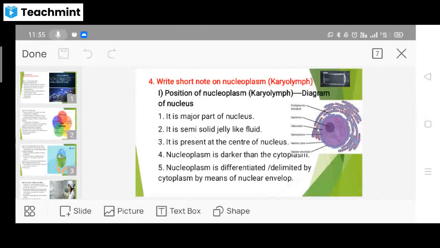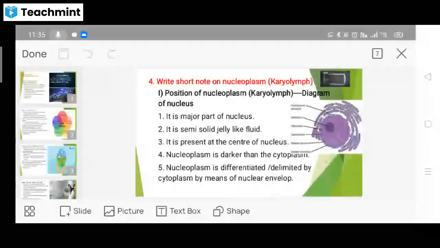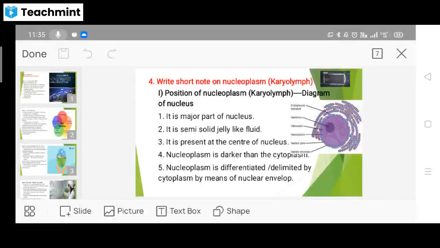This nucleoplasm is differentiated by means of the nuclear envelope. The nuclear envelope, we have seen, is the outer layer of the nucleus. So at the outer side is the cytoplasm and at the inner side there is the nucleoplasm. It is the limiting boundary of this nucleoplasm.